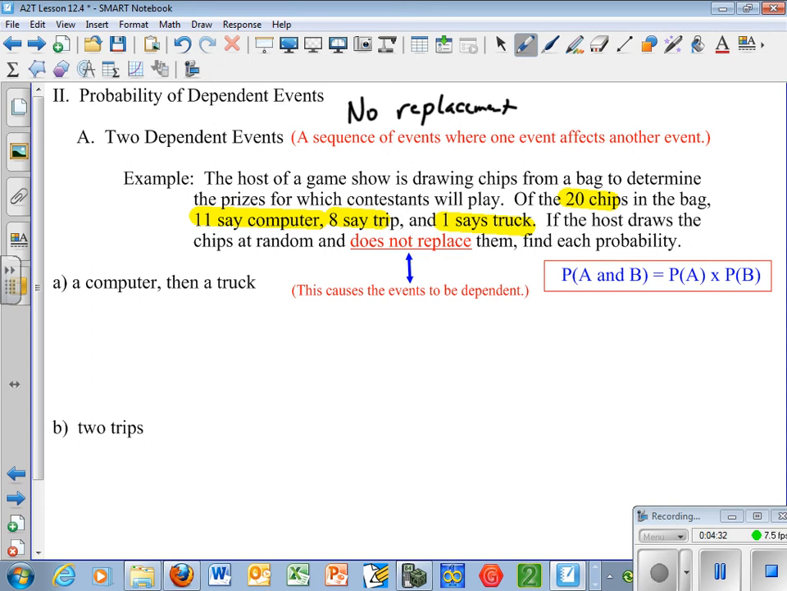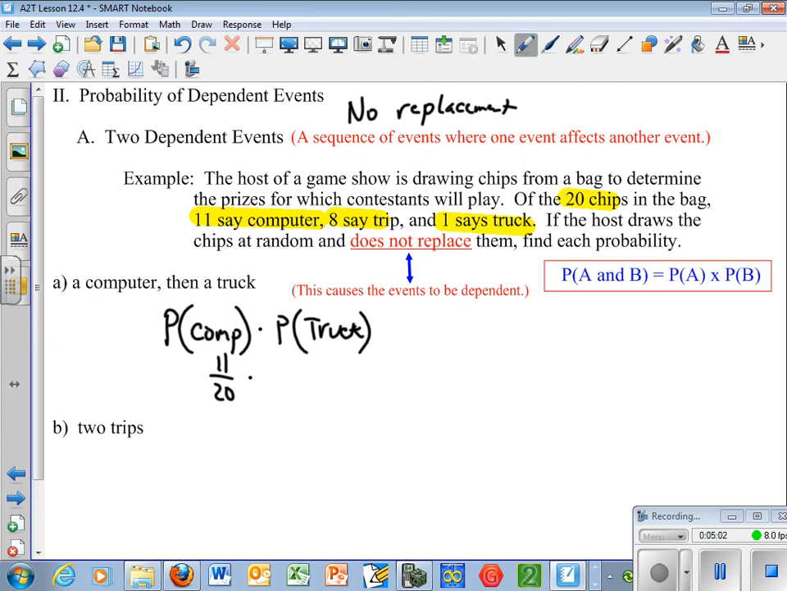So I want to do the probability of a computer, and then I want to multiply it times the probability of a truck. It's dependent because once the chip's drawn out, we're not replacing it. So on the first one, the computer, there is 11 out of 20. Now, I drew out a computer chip. First event happened. This is what makes it dependent now.